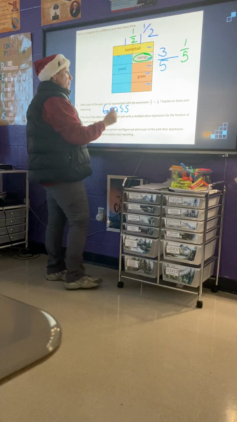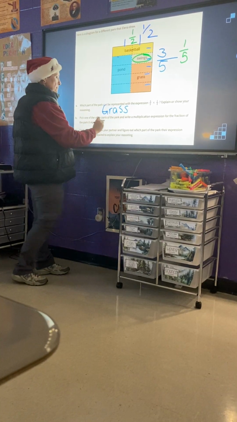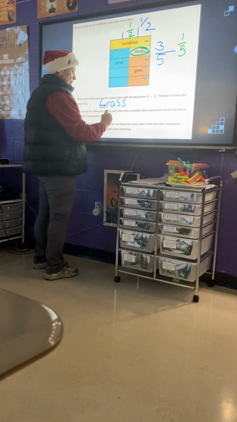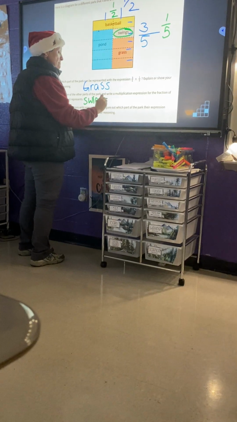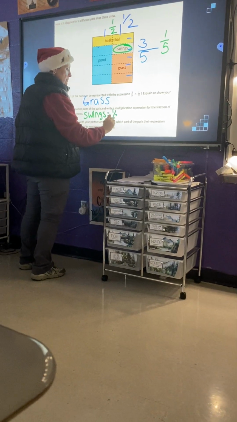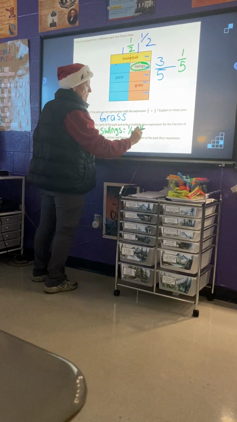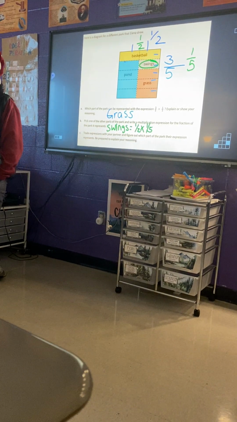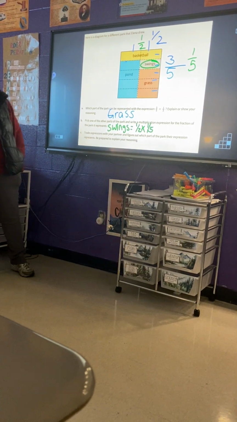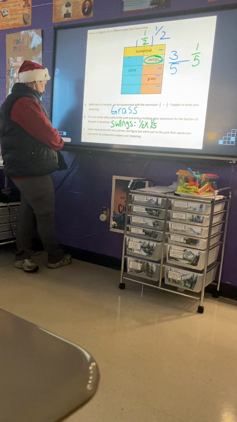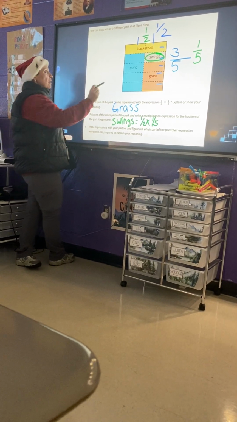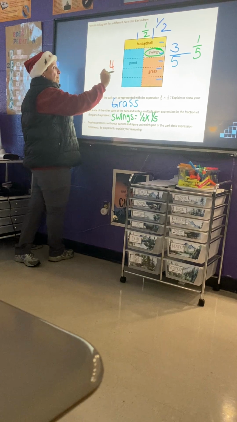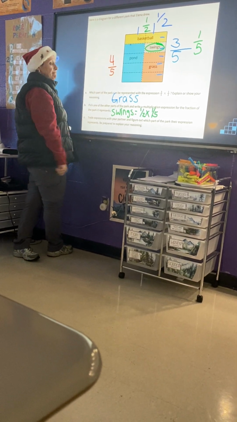So what would my multiplication expression be for the swings? 1/2 times 1/5. Okay, Talia, I want you to do the pond. 4/5. Hang on, let me get this marker. Okay, 4/5 times what?